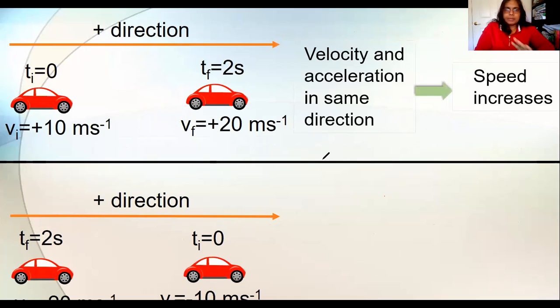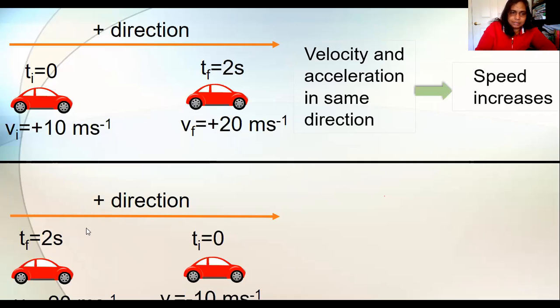All right, so in summary, let's say this is the positive direction. In this case, the car is initially moving with 10 meters per second, and finally it's moving with 20 meters per second after 2 seconds. So velocity and acceleration are in the same direction. Here we see that the speed increases, right, from 10 to 20. The speed increases and the velocity direction is the same as the acceleration direction.